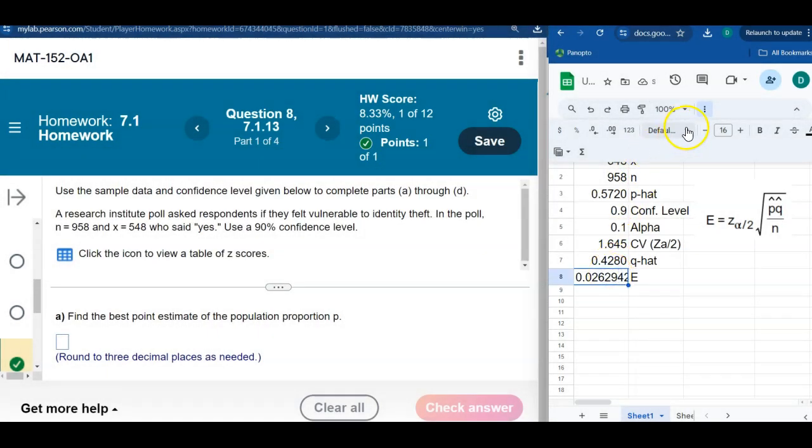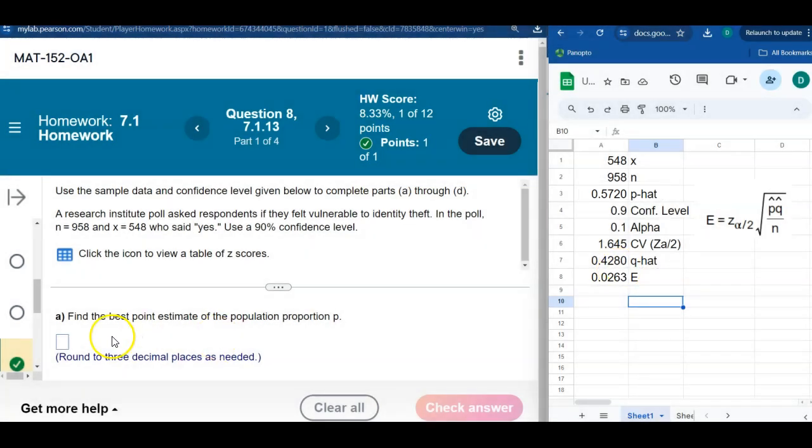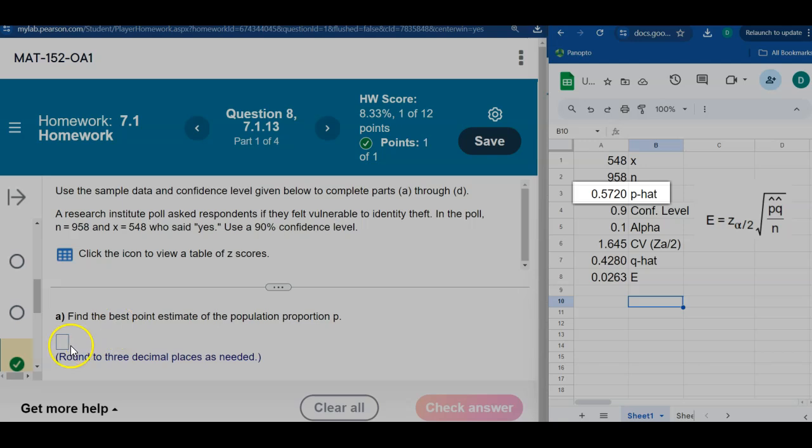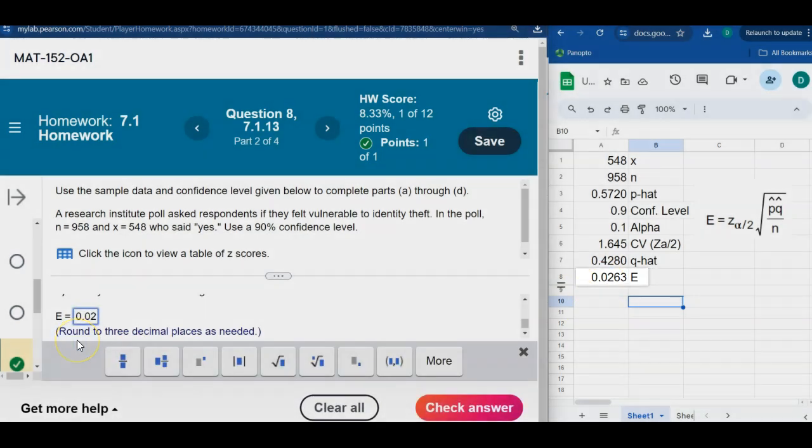Again, I don't need that many decimal places. All right, and now I have everything I'm going to need to make this confidence interval. The best point estimate is P hat, so that's that number to 3 places, 0.572. Then it wants to know what's your margin of error. That's what we did right here, so to 3 places, 0.026.